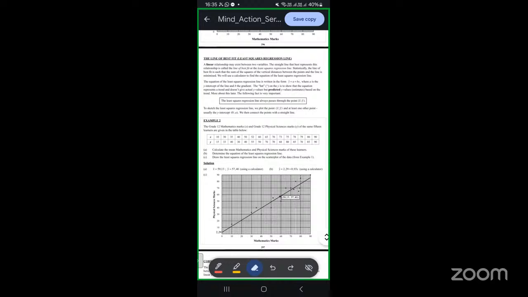Okay, let me repeat again. The first step is the one that you know: it's Shift and number 1. That one you know.